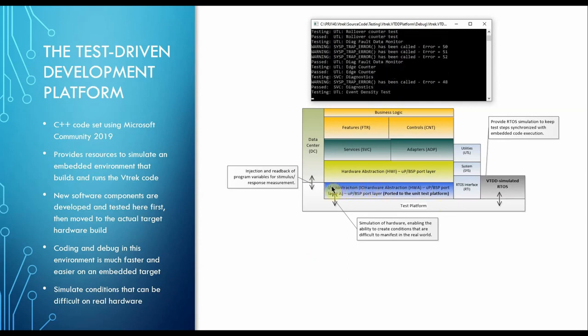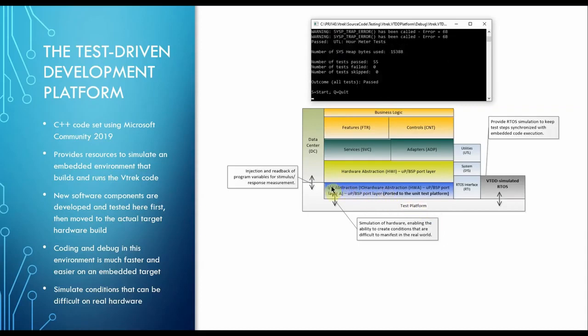The platform has its own I/O abstraction layer, or HWA, that's ported to the unit test platform and the Vtrek source code. It also provides RTOS simulation, which means that you can test code down to the RTOS tick rate. And just as we saw with the DDC tool, on this development platform, you can interact with data items in the data center to provide stimulus and response measurement.